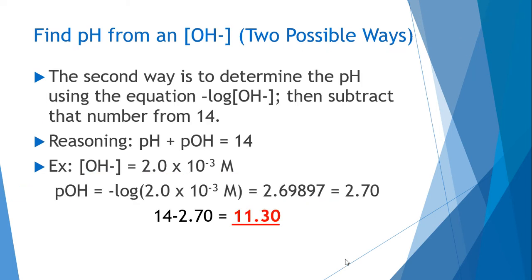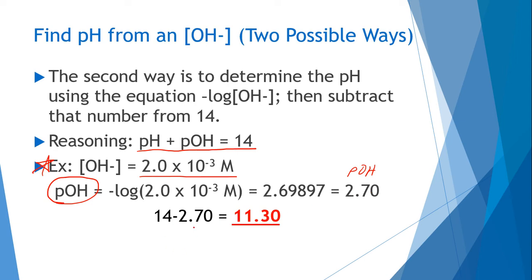The second possible way is going to be using more of what we learned today. So remember, I did put those equations up on the last slide. The second way to determine it is to find the negative log of my hydroxide and then subtract the number from 14. And my reasoning for that is because of the equation pH plus pOH equals 14. So this is what I'm given, OH, and this is my number. I can plug that in as negative log of that number to get pOH. So if you solve that, your pOH is 2.7.